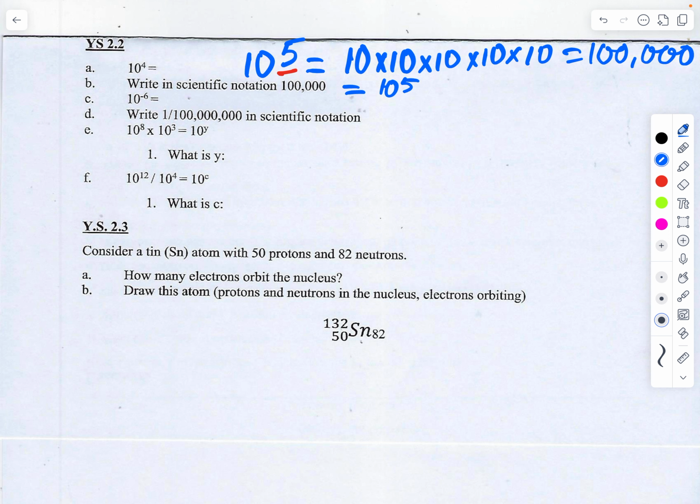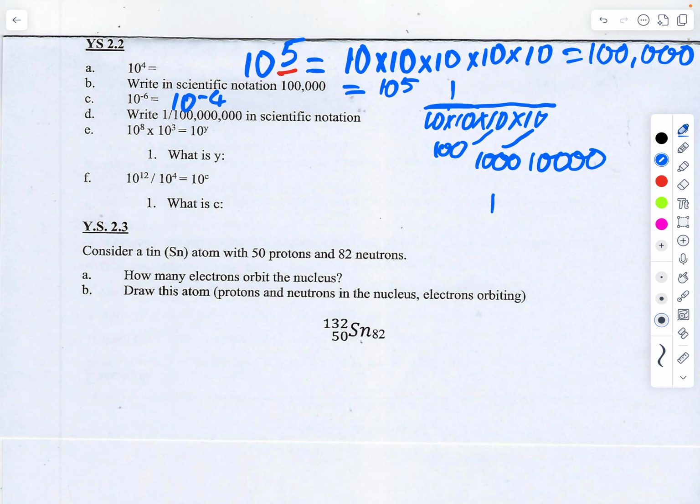Then this one is 10 to the negative 6. I'll do 10 to the negative 4. Same thing as I explained before. It's 1 over 10 times 10 times 10 times 10. 10 times 10 is 100, and then this one is 1,000, and this one is 10,000. So 1 over 10,000 is 0.0001.